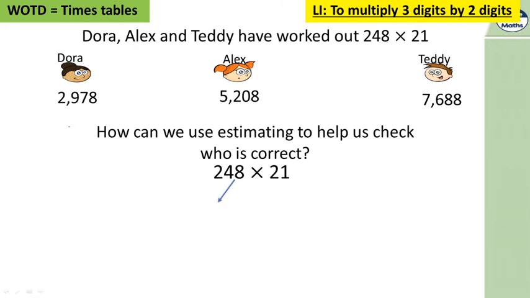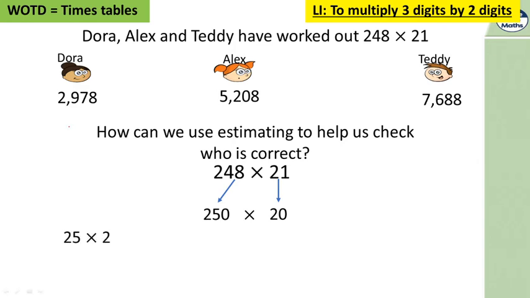So 248 is really close to 250, and 21 is really close to 20. So instead of doing 248 times 21, if we wanted to get an estimate, so something really close to the answer to figure out if Dora, Alex or Teddy are correct, we could just make those numbers into something a little bit easier for us to work out.